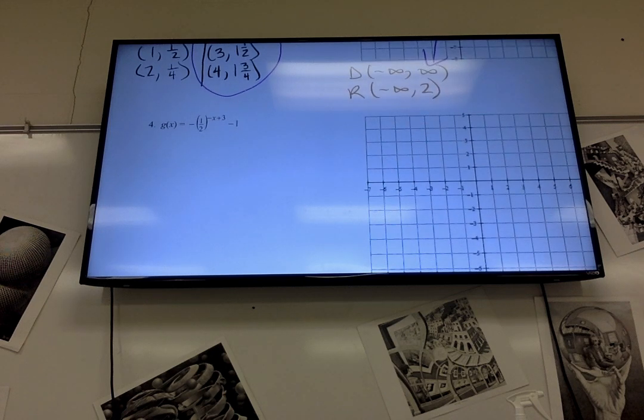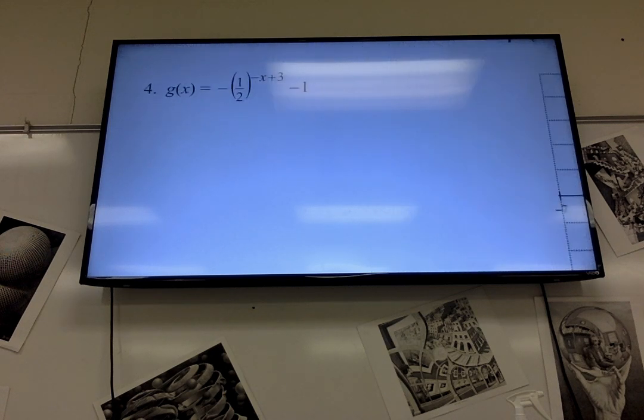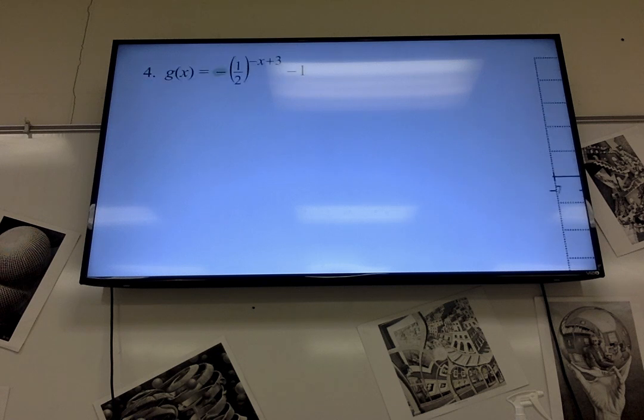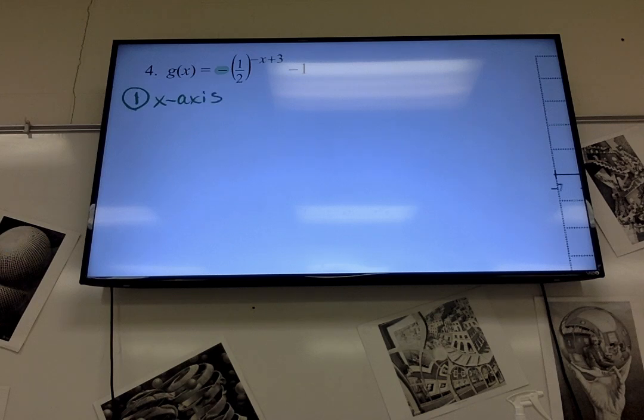Okay, so I'm going to start this little negative right here. What does that negative do, Kendrick? The x-axis reflection. Yep. Which variable does that change? The y. It changes the sign of the y.